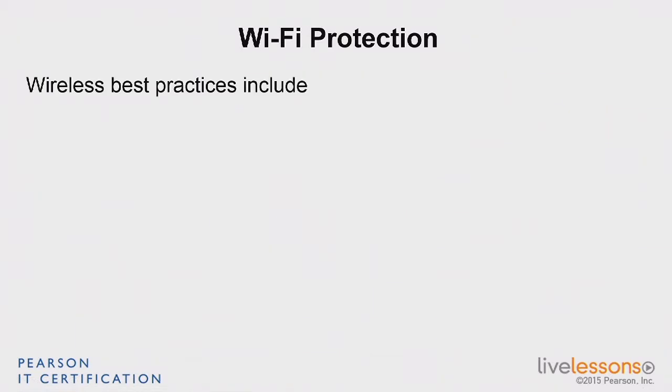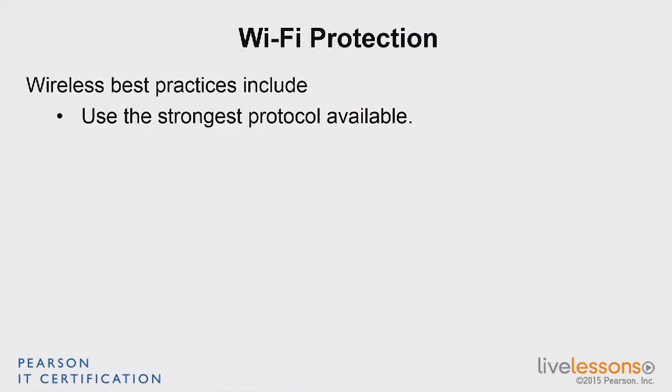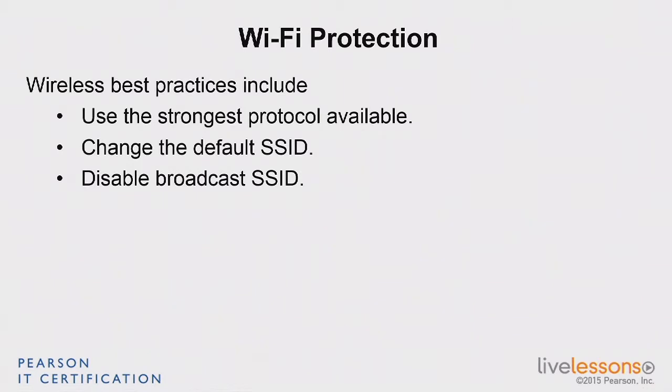Wi-Fi protection best practices include using the strongest protocol available. Change the default SSID so it's not at the default configuration, perhaps saying Netgear, and give it a different name. Even better yet, disable the broadcast ID so only the folks who know that the wireless network exists will actually be able to connect onto your network. That's a huge deterrent to war driving.